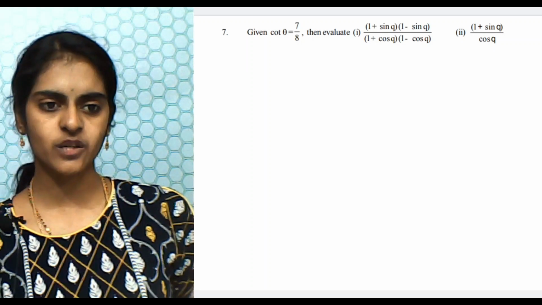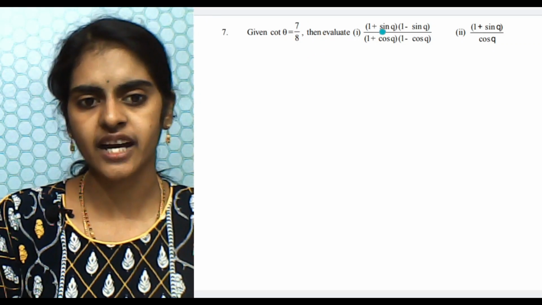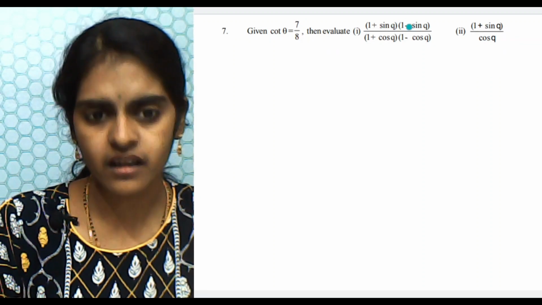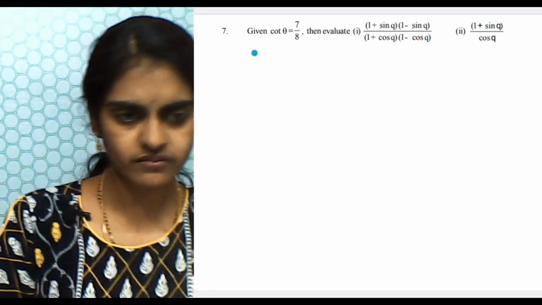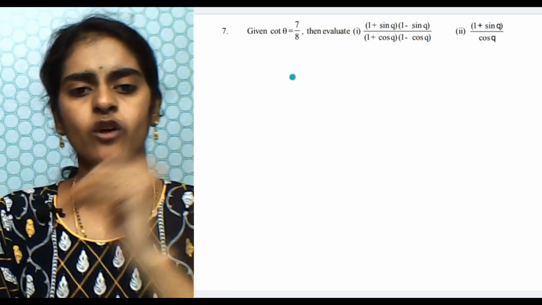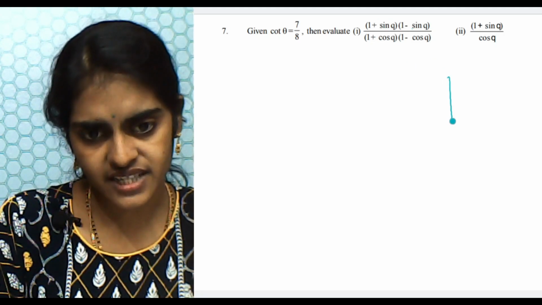So moving on to the next question, given cot theta is 7 upon 8. You have to find the value of (1 plus sine theta)(1 minus sine theta) by (1 plus cos theta)(1 minus cos theta). Firstly, to find all these values, you have to find the other side. So now just see.